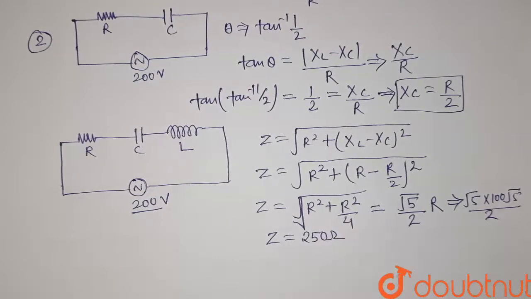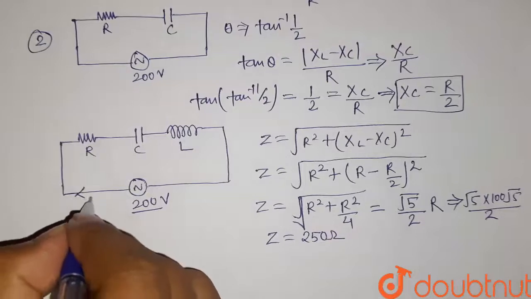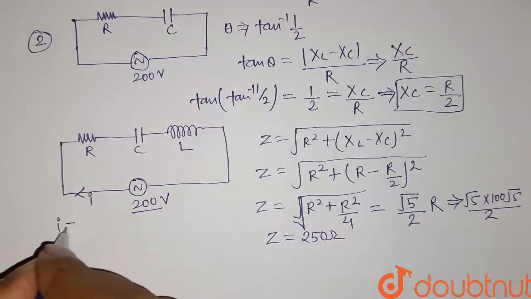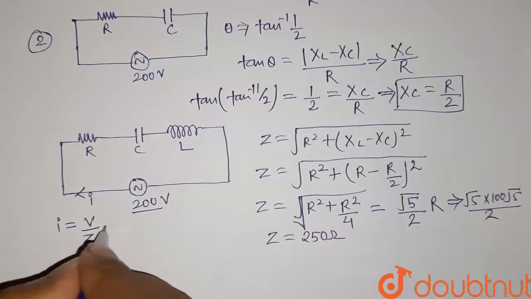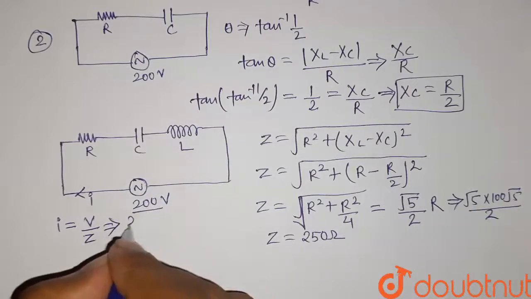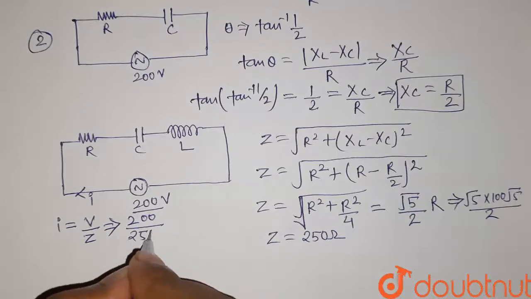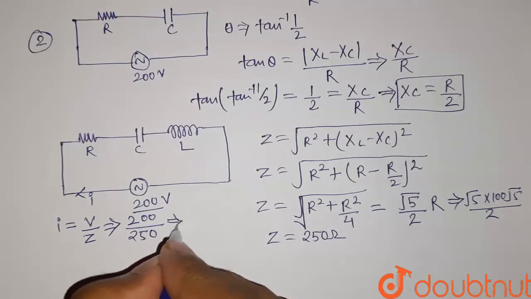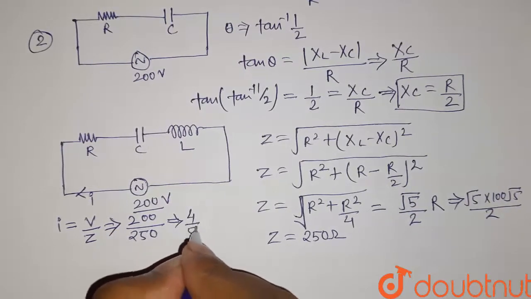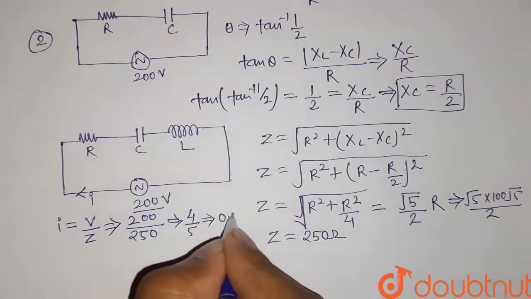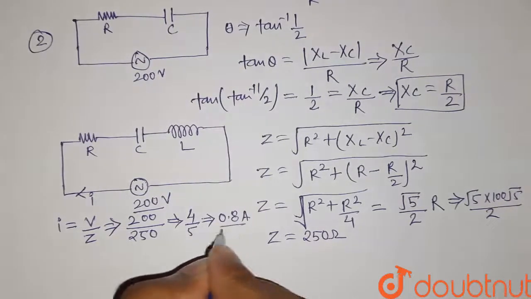Now, the value of current in this circuit is given by V upon Z. So V is 200 divided by Z, which is 250. So this will be equal to 4 upon 5 and finally equal to 0.8 ampere.